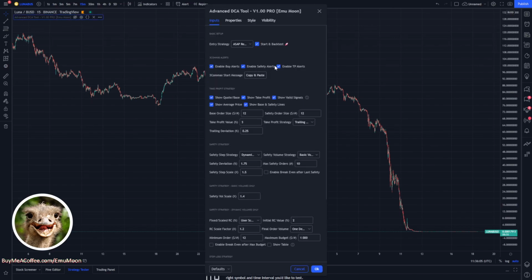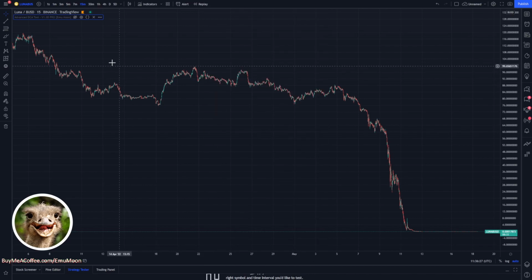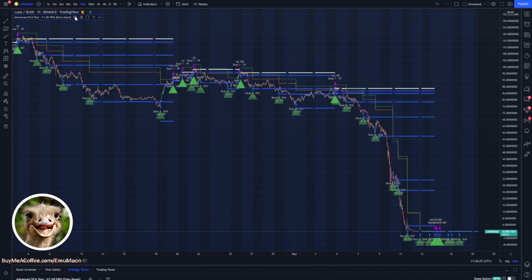Now the settings that I've used here, they're nothing fancy. They're pretty much as they come with the bot. The only things I really have changed here is I've increased the take profit value to 3%. I've also got the take profit strategy set as trailing, and it's based on the wick of a candle. And then instead of 7 safety orders, I put in 10 here. All right, and that's it. And here we are. Now this is the performance of the bot.